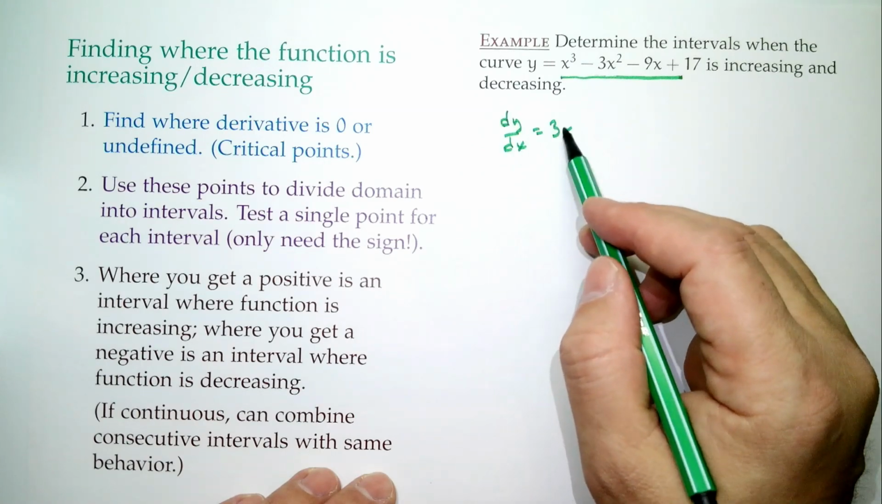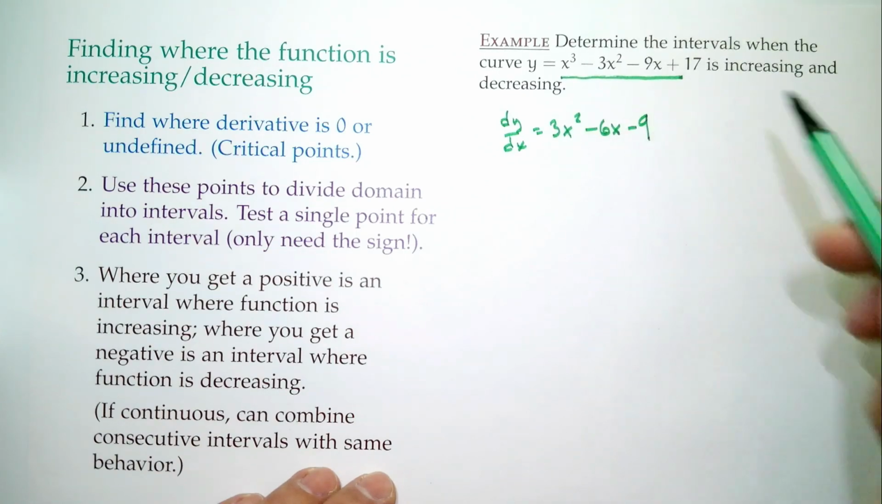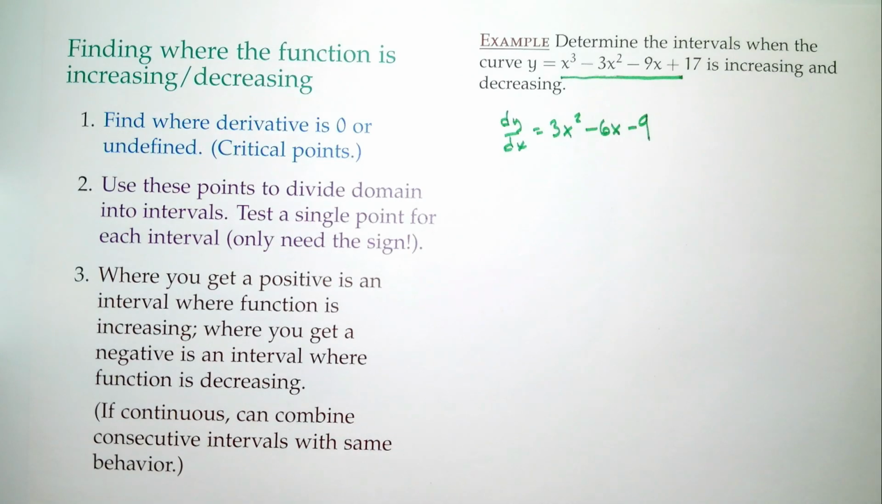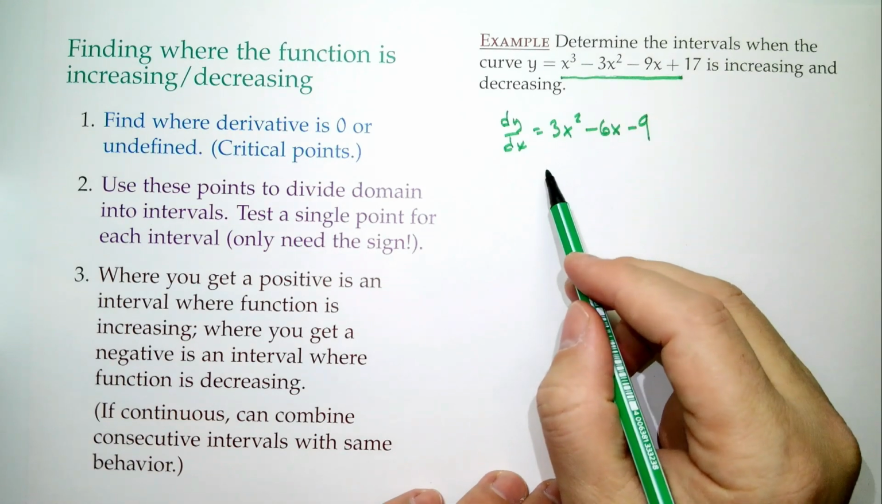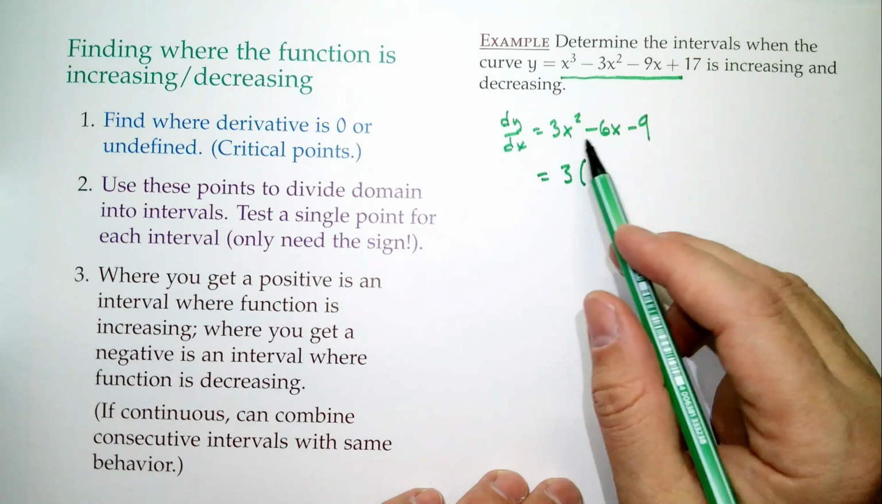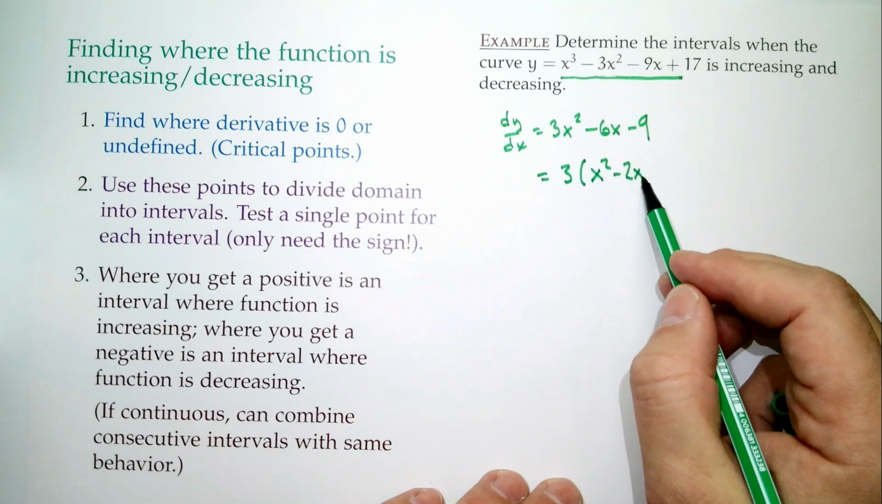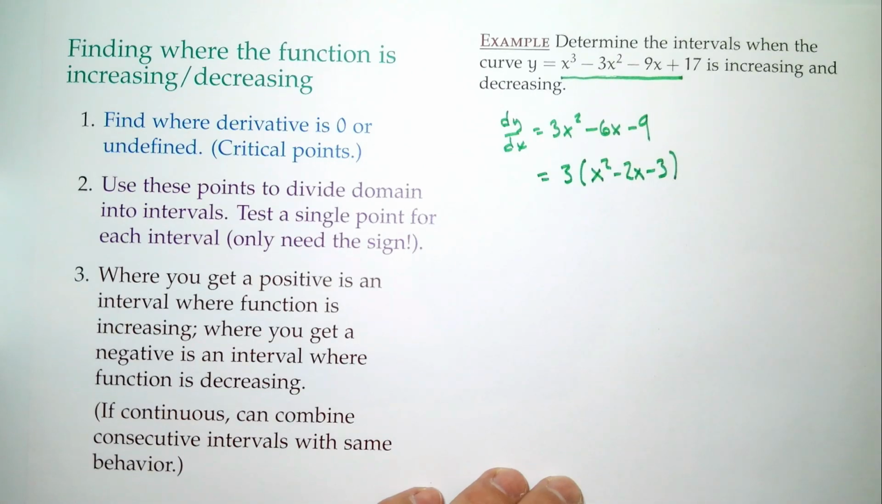3x squared minus 6x minus 9. Is the derivative ever undefined? No. That's good. That's a good thing to know. Well, so now we want to look at where the derivative is 0. So let's take a look. I have 3. Let's pull out the common term. If I pull that out, I'll get x squared minus 2x minus 3. Well, what would we like to be true?